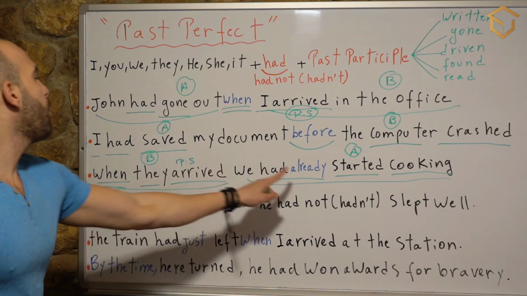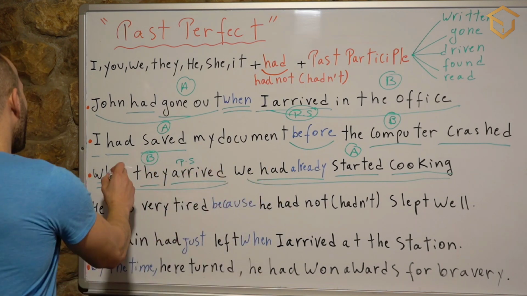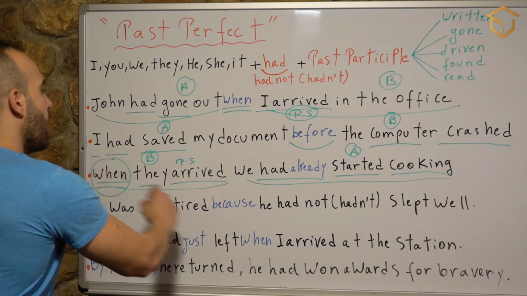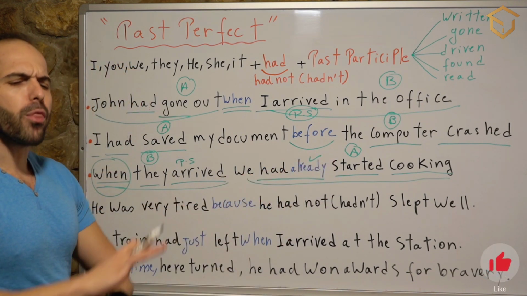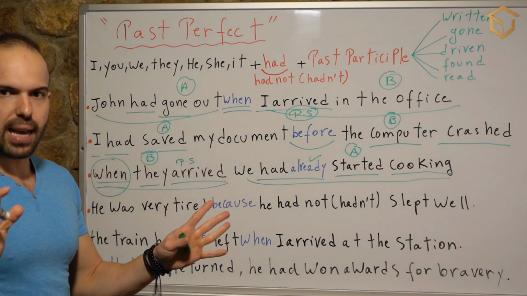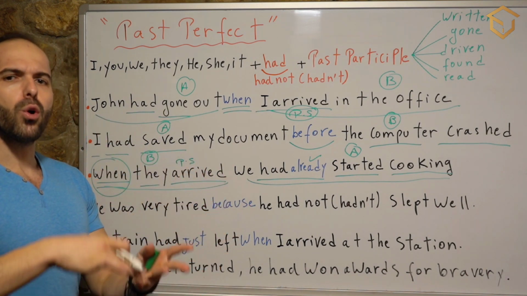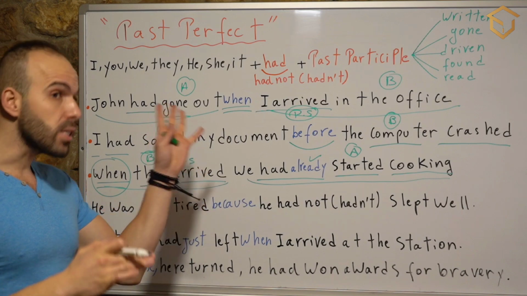And we have two beautiful time words here. We have when, and we have already. We quite often use already with all the perfect tenses actually. Present perfect simple, or the present perfect continuous, or the past perfect as well.